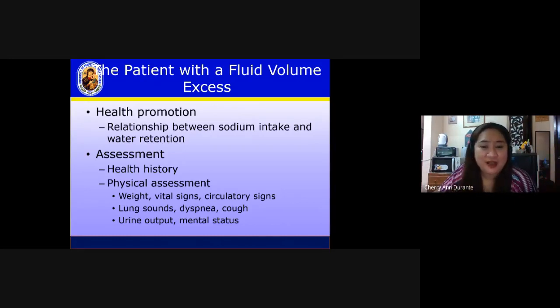So isang example na may fluid sa iyong lungs will be your crackles, abnormal breath sounds. Okay, you will have difficulty of breathing, like your dyspnea. And when you cough out, okay, meron kang frothy, blood-tinged sputum. Frothy, blood-tinged sputum.